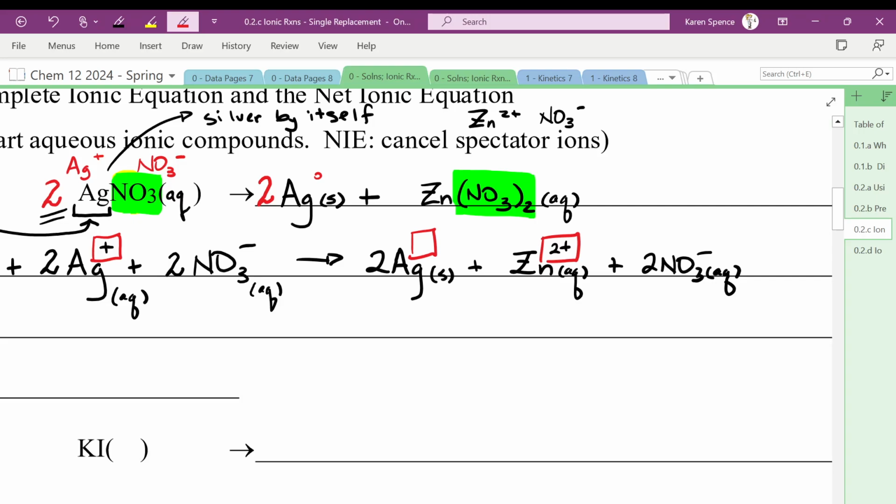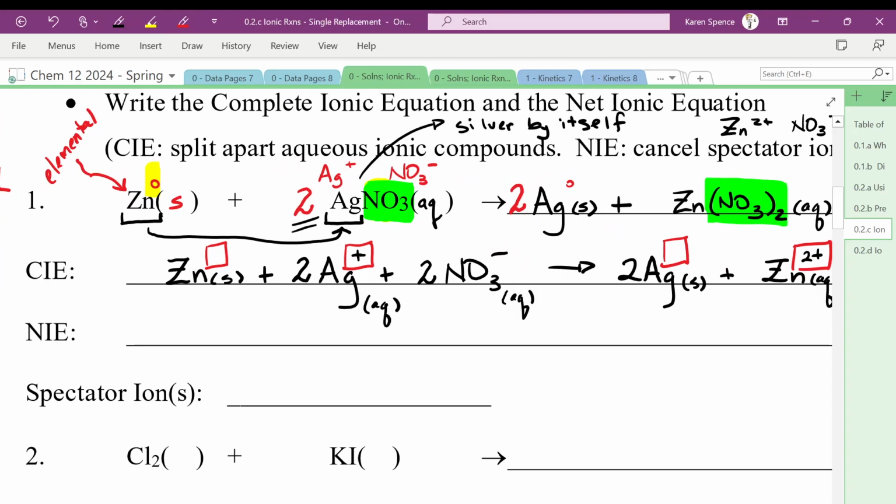What's really happening is we are transferring electrons from one substance to the other. So in this particular case, we would transfer some electrons from the zinc to the silver. The silver would gain electrons and become neutral. The zinc would lose electrons and become positive. Okay, don't worry about that too much.